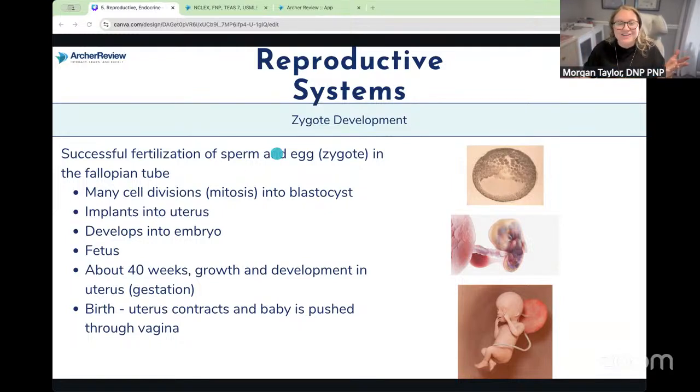And how does it do that? Mitosis. That is how the cell divides and multiplies multiple times so that the zygote forms a blastocyst. That blastocyst is what makes its way into the uterus and hopefully implants into the uterine lining. From there, it will keep growing and growing until it is an embryo and then a fetus. After 40 weeks, that's our normal gestation, plus or minus 2 weeks, then we can have birth, okay? Zygote, blastocyst, embryo, fetus, birth, and then woohoo, we have a baby.